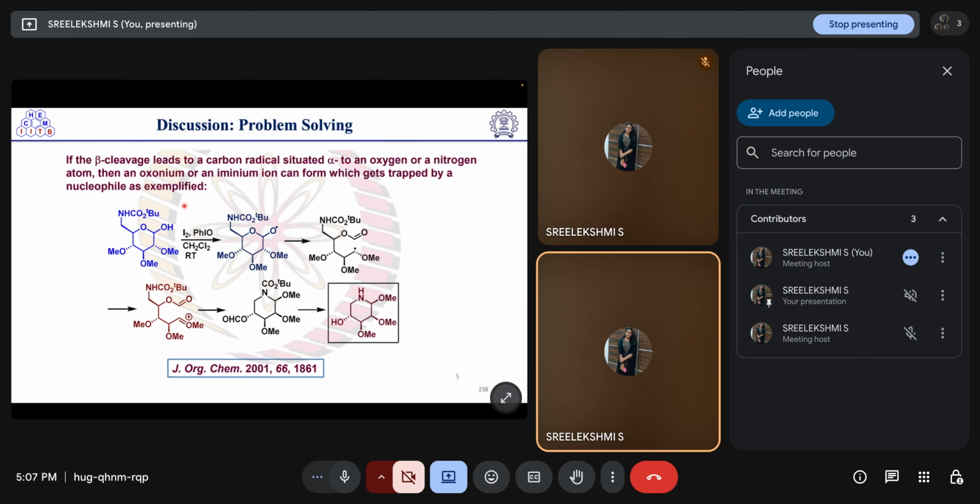If the beta cleavage leads to a carbon radical situated alpha to an oxygen or a nitrogen atom, then an oxonium or iminium ion can form, which gets trapped by a nucleophile, as exemplified. So, as we can see here, this oxygen radical is firstly formed, giving rise to this compound. Then, what is happening?